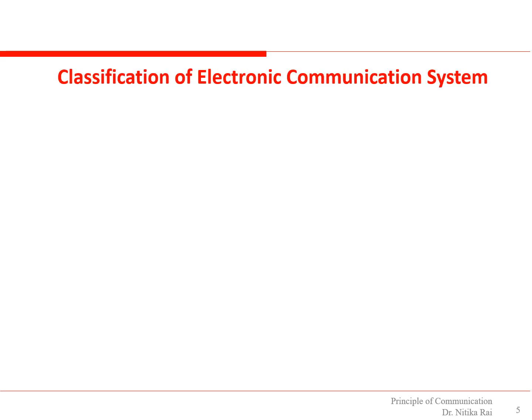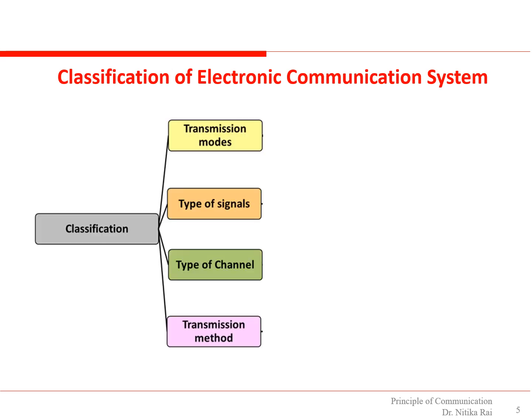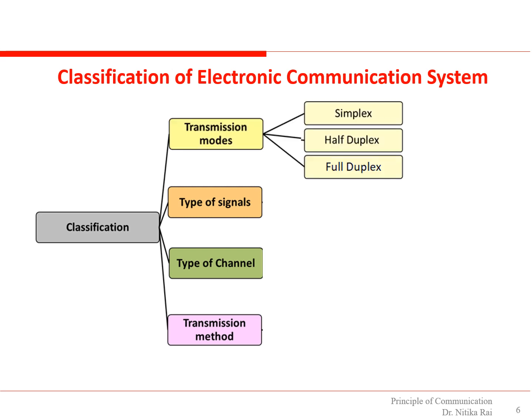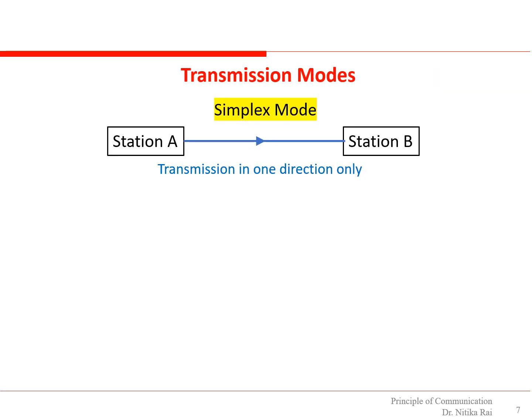So with this, now we look at the classification of electronic communication systems. Communication systems can be broadly classified on the basis of 4 parameters: transmission modes, type of signals, type of channel, and transmission method. On the basis of transmission mode, communication systems can be classified as simplex, half duplex, and full duplex. In case of simplex mode of communication, transmission is allowed in one direction only. One station acts as a transmitter and the other as a receiver.